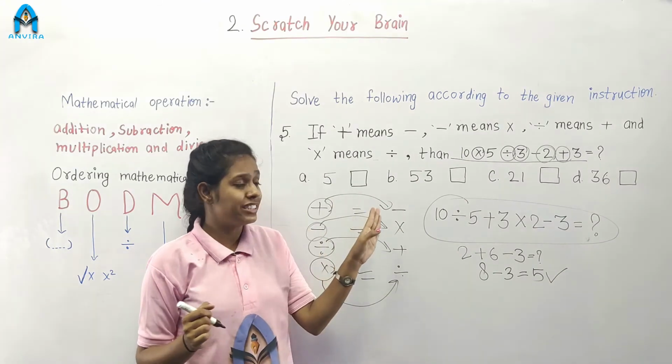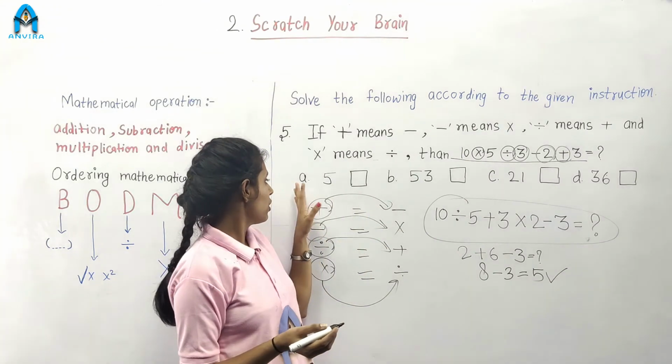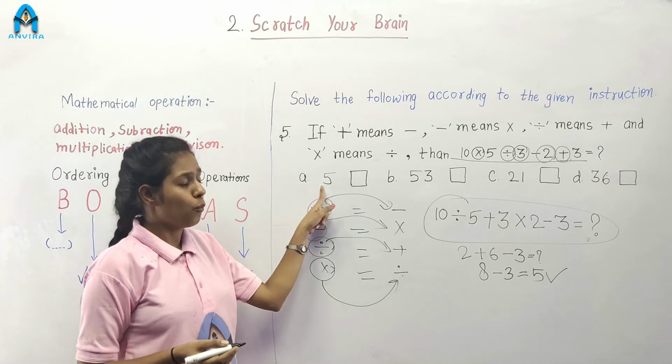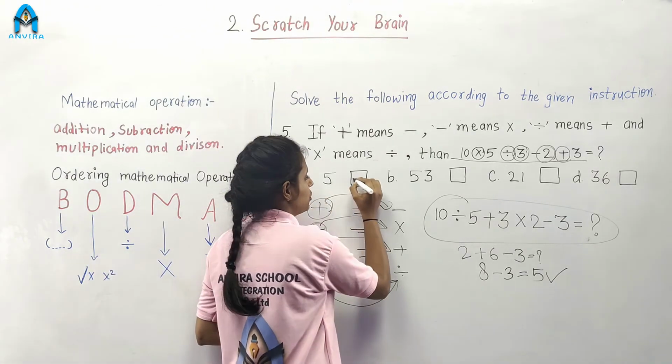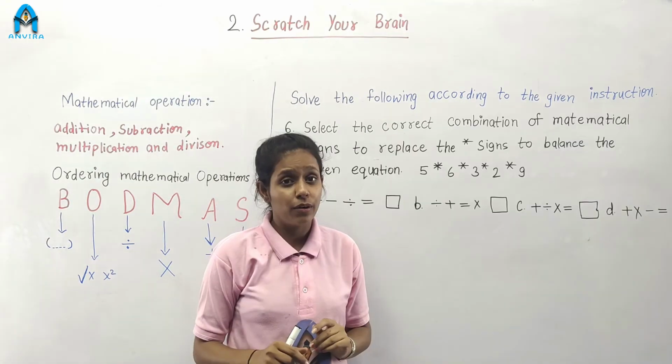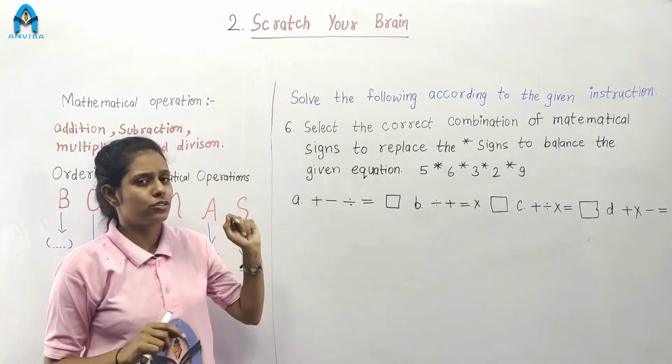So now let's see which is our correct option. Option A 5. Yes, our correct option is option A. Now let's go to our next question.